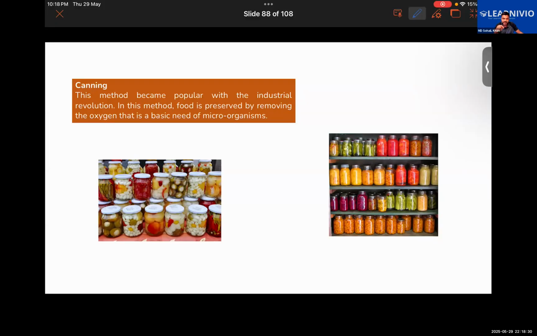Yes, sir. Next is canning. This is a modern method which has become very popular as the industrial revolution took place. Here we basically remove the excessive amount of oxygen from the can, and then we put the food items in it, and then we tightly pack the lid. So that is called canning.